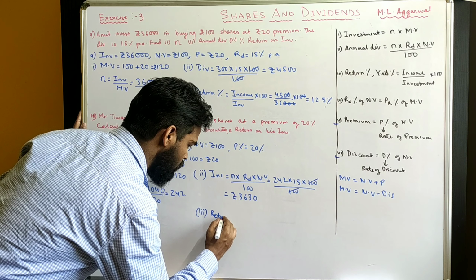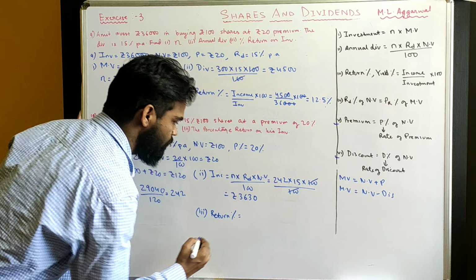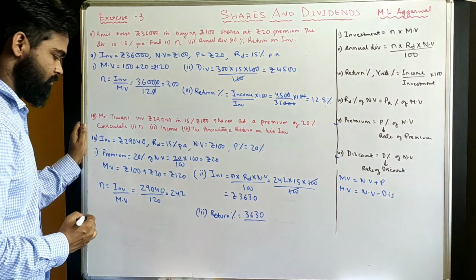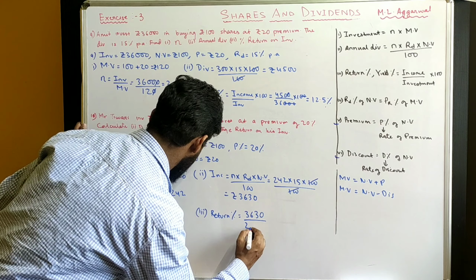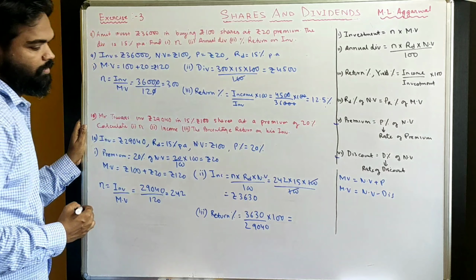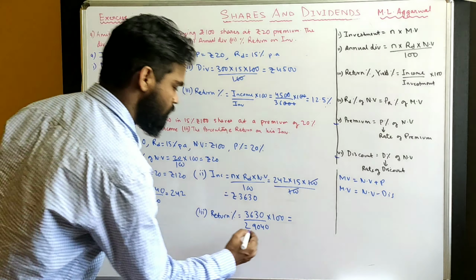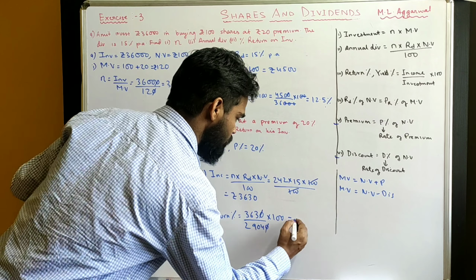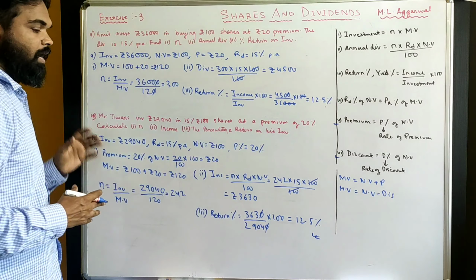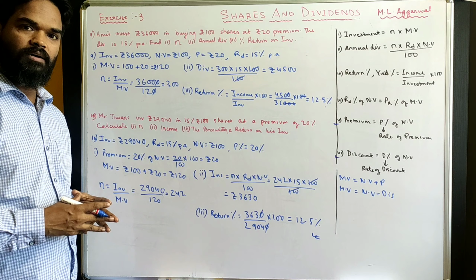Now the third part, same, return percent. So your return percent will be your income by investment into 100. So when you calculate it, this will become 12.5%. Done. Now let us look at the next sum.